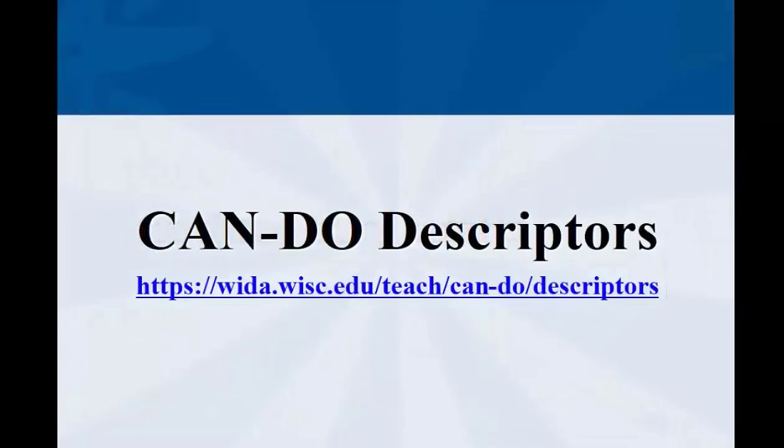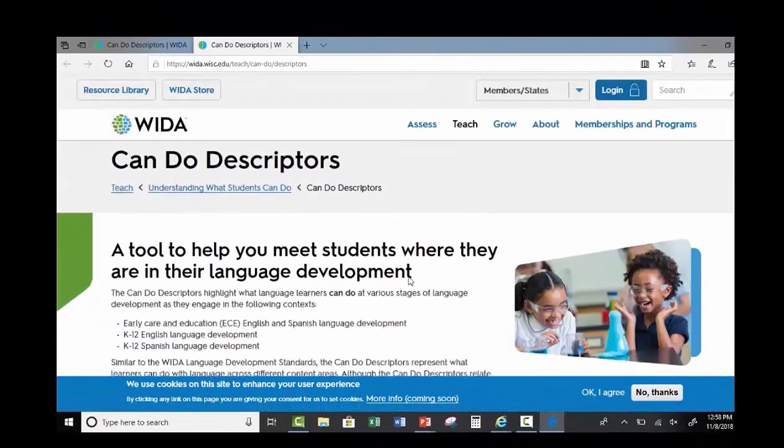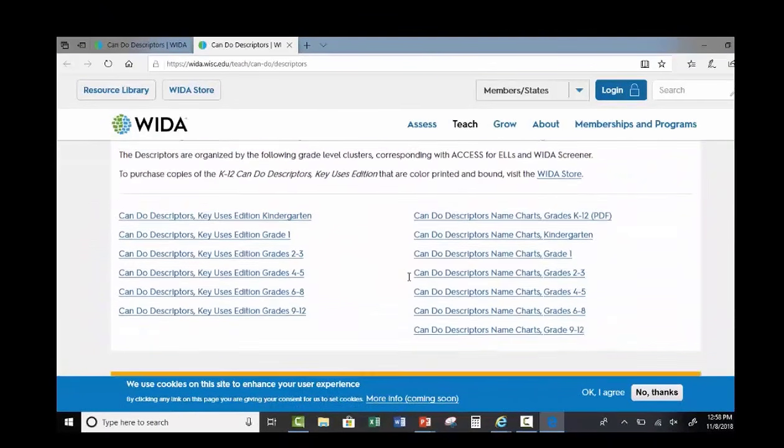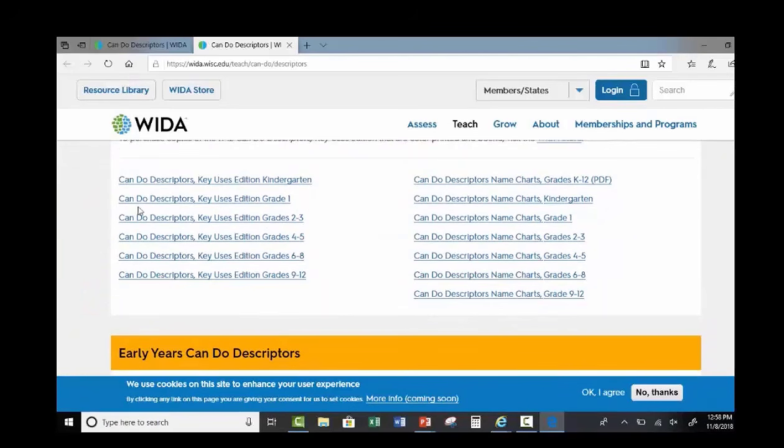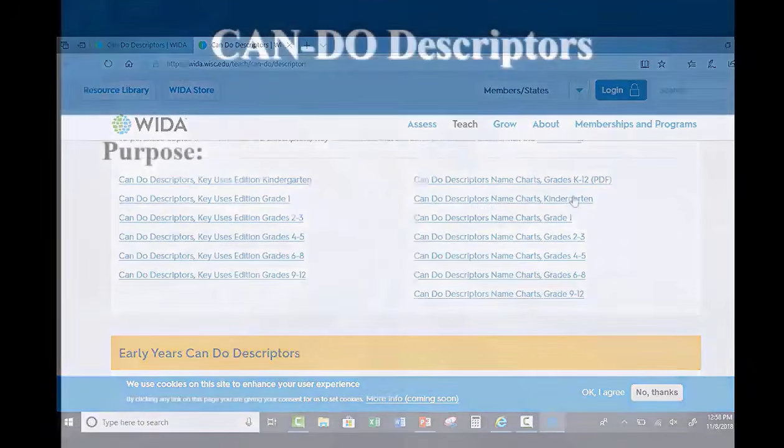Can Do Descriptors. The link below brings you to the WIDA website for Can Do Descriptors. If you go on the website, you would be able to find different Can Do descriptors for different subjects and with very detailed information. Briefly, this is what the site looks like. If you scroll down, you can find Can Do descriptors for all of these key uses. And here, you can find Can Do descriptors name charts.